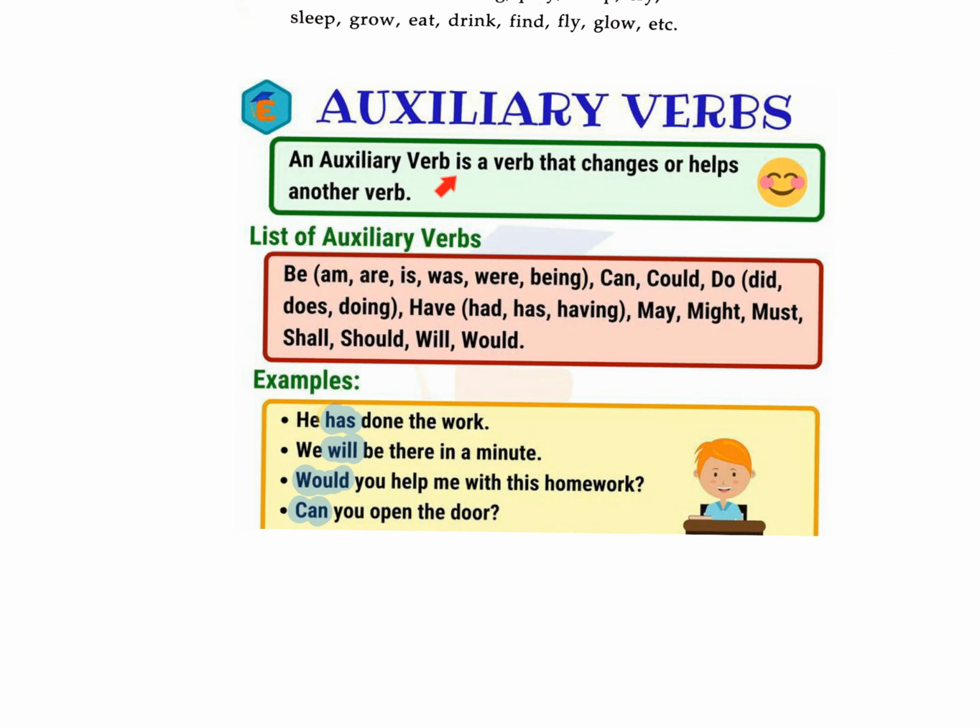An auxiliary verb is a verb that changes or helps another verb. Here are some examples. Let us learn them. He has done the work. We will be there in a minute. Would you help me with this homework? Can you open the door? Has, will, would, can are some of the auxiliary verbs which help the main verb.